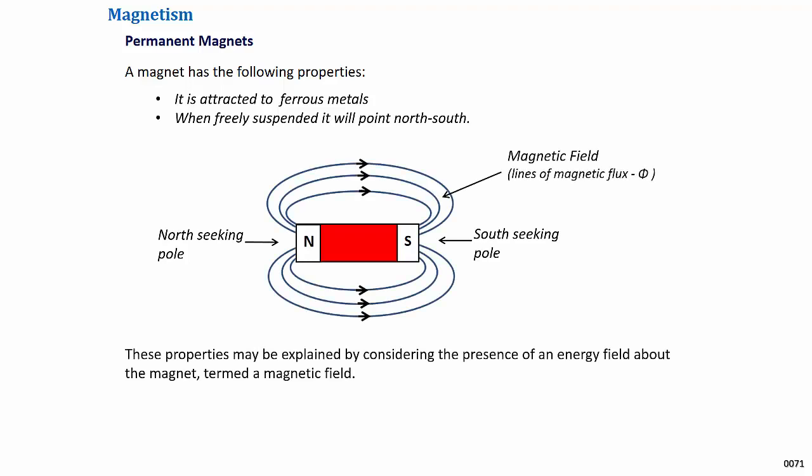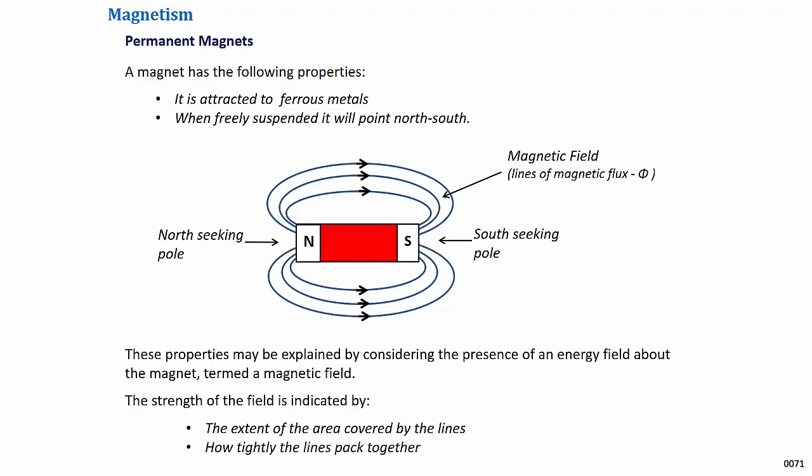These properties may be explained by considering the presence of an energy field around the magnet in the form of lines of magnetic flux, termed a magnetic field. The strength of the field is indicated by the extent of the area covered by the lines and by how tightly the lines are packed together.